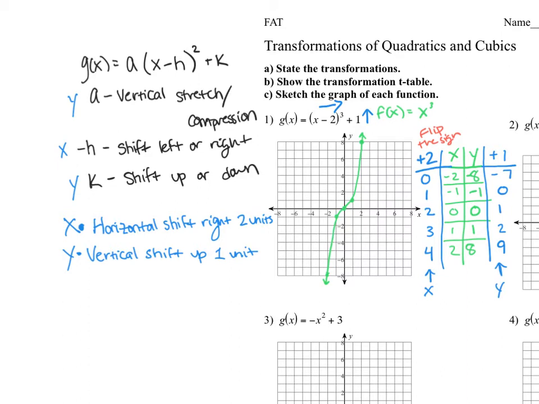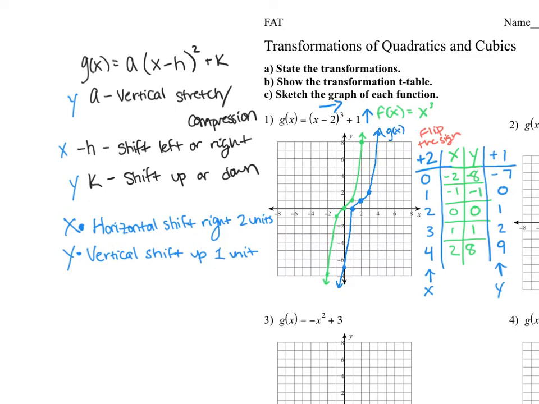So to sketch the graph, we'll have the point 0, -7. We'll have the point 1, 0. We'll have the point 2, 1. We'll have the point 3, 2. And we'll have the point 4, 9, which goes off the graph, but it's going to be somewhere up here. So this right here is our g of x, or our transformed graph.